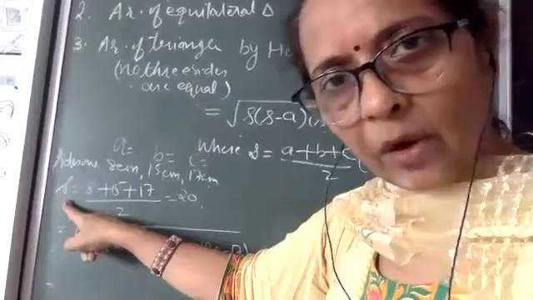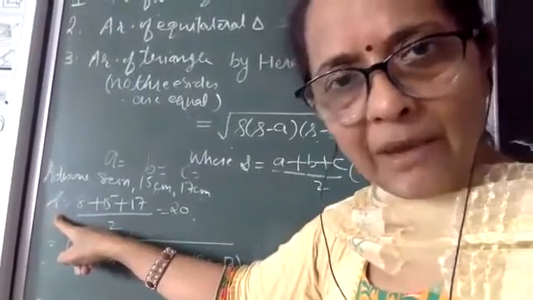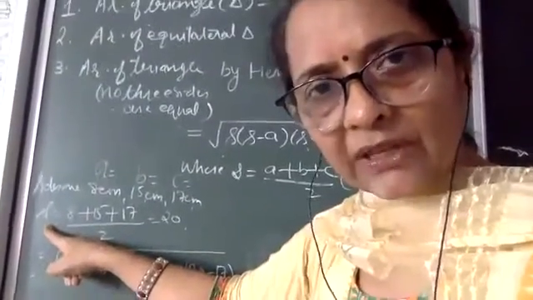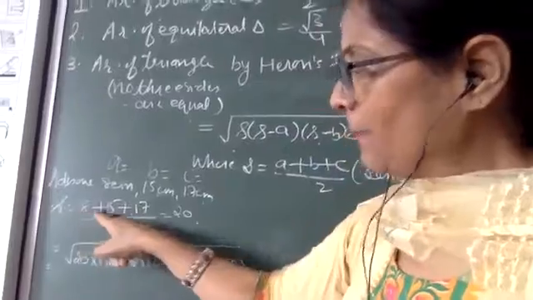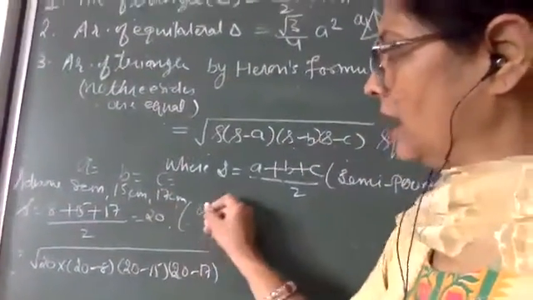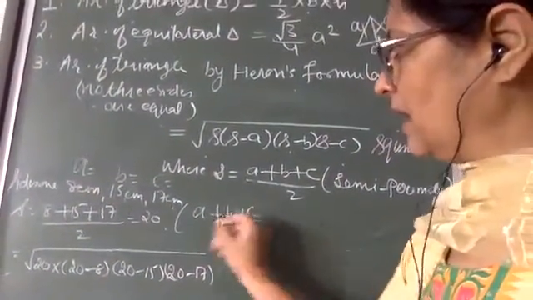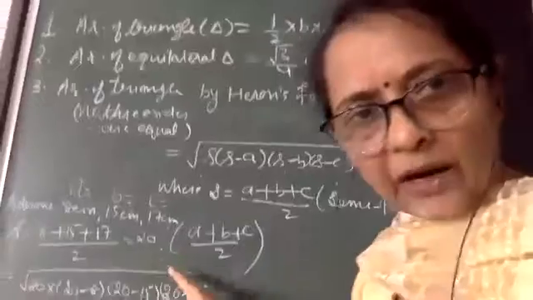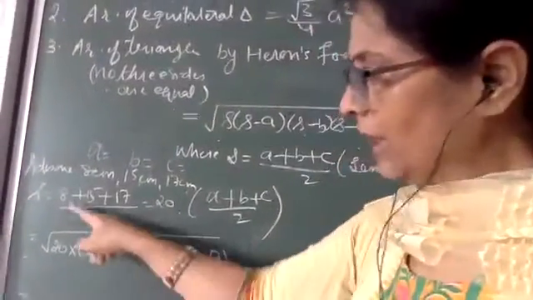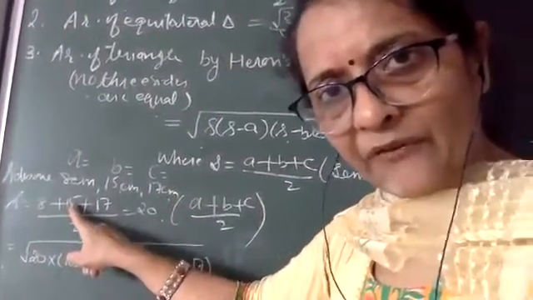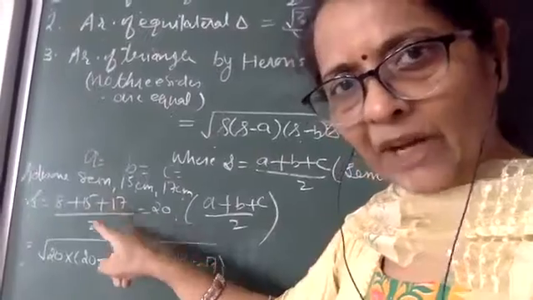So I will add up here all the sides. Why? Because the perimeter of a figure is always equal to the sum of the sides. So add here a plus b plus c. So (a + b + c) / 2 is the formula to find the semi-perimeter. So a is 8 plus b is 15 plus c is 17, divided by 2.